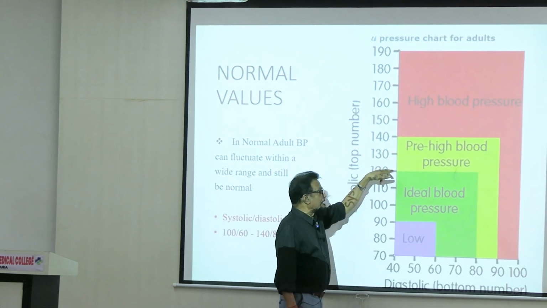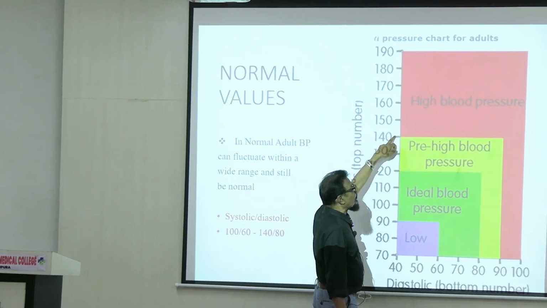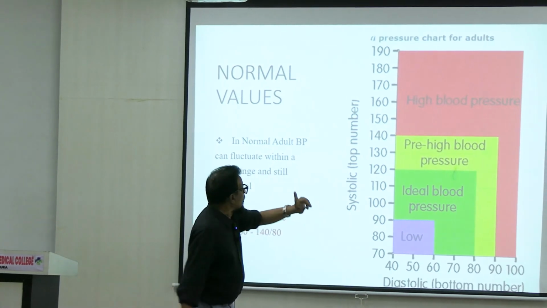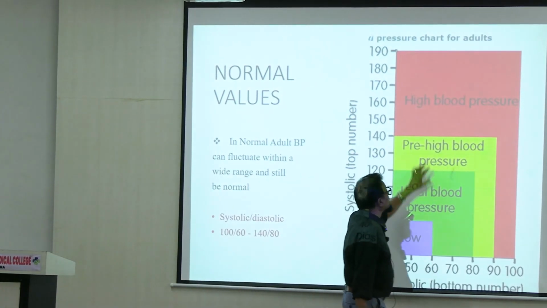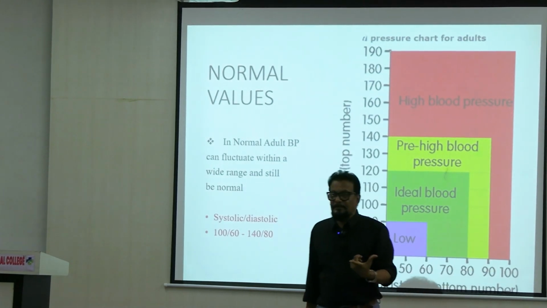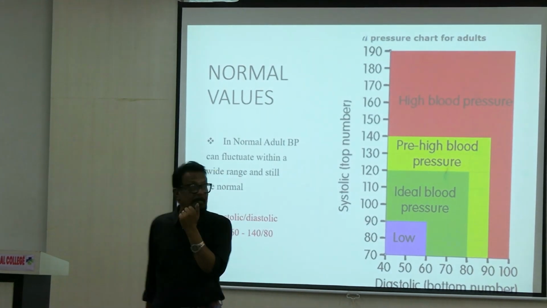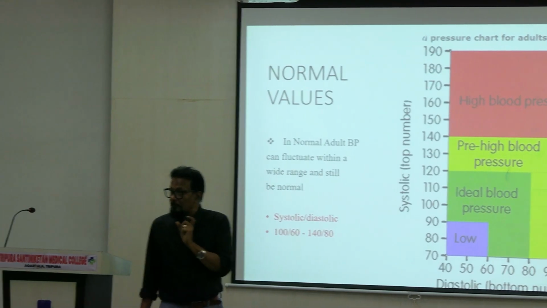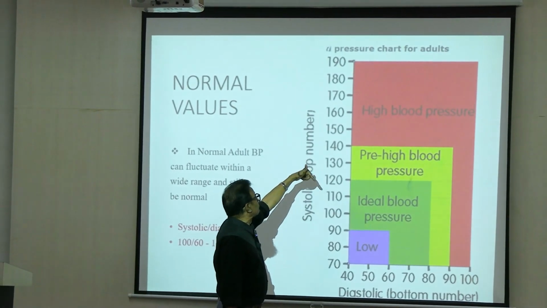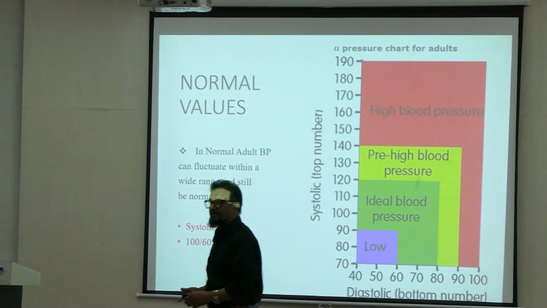If it goes beyond 20, this is low, this is ideal, and 120 to 140 systolic pressure is pre-hypertension. It is considered as pre-hypertension, or pre-high blood pressure, and during this, what would be the diastolic pressure? 80 to 90. So if somebody's blood pressure is 80 to 90 diastolic and systolic is 120 to 140, it will be considered as pre-hypertension. Okay, and systolic pressure beyond 140 millimeter of mercury and diastolic beyond 90 is considered as hypertension. Okay.